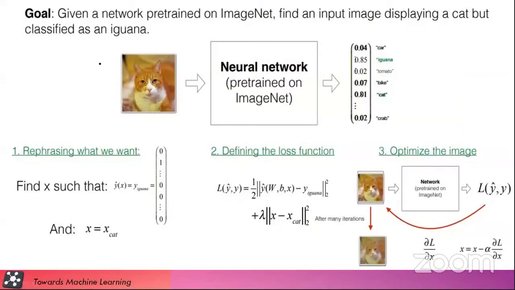So here we are going to see how it goes. In this, we want this cat image to be classified as iguana. So this is a targeted attack because we want the same cat. Rephrasing, we want x such that y hat equals y iguana, and x equals x cat. So now let's define the loss function.